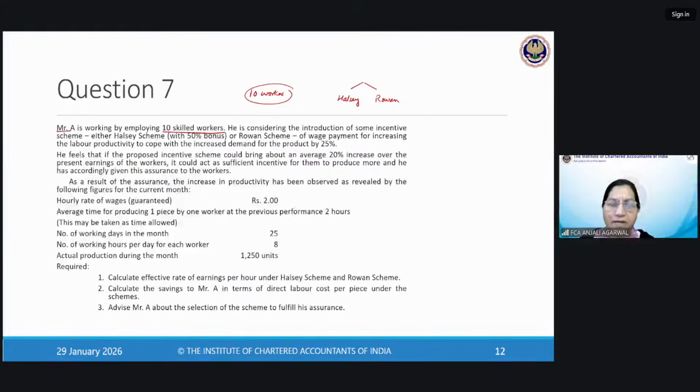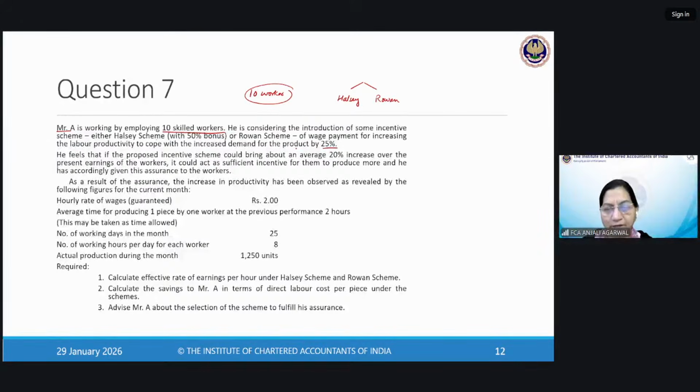So we want to apply an incentive plan of wage payment for increasing the labor productivity. We want to increase the labor productivity so that we can cope up with the increased demand for the product by 25%. What do we want? That the productivity has to increase by 25%. There is an increased demand for the product.